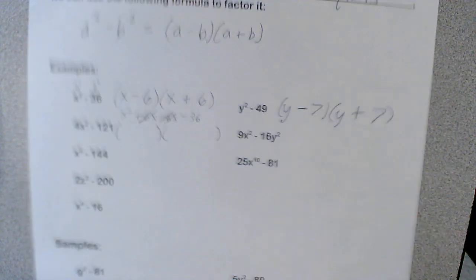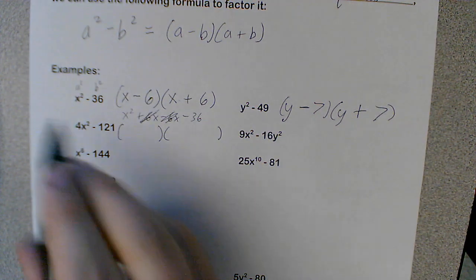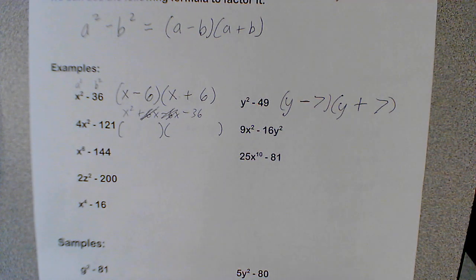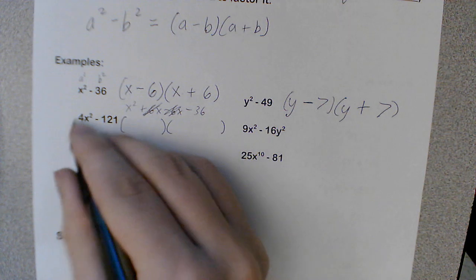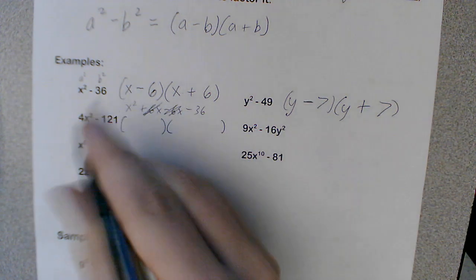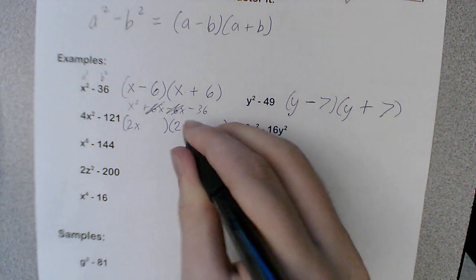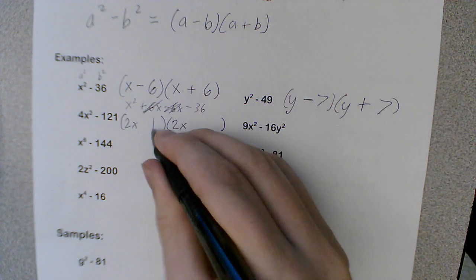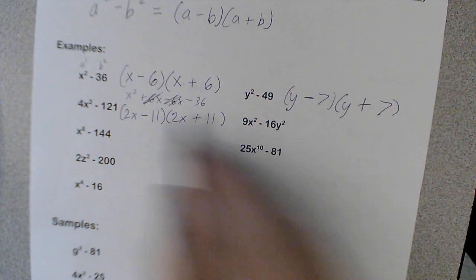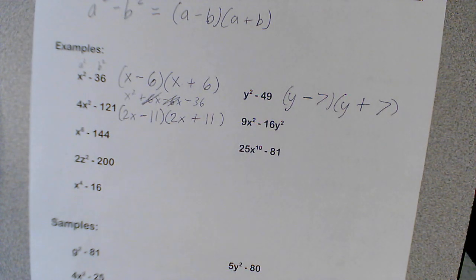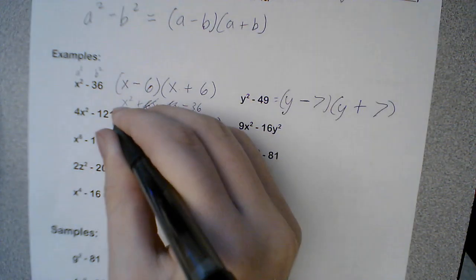Okay, 4x squared minus 121. We have a difference of perfect squares here. 4x squared is a perfect square because 4 is a perfect square and x squared is a perfect square. X squared is a perfect square because it has an even exponent. So the square root of 4x squared is what we would have to multiply by itself to get 4x squared, and that would be 2x, because 2x times 2x is 4x squared. Now the square root of 121 is 11, so we get minus, plus. 2x minus 11 is our first factor, 2x plus 11 is our second factor. And this is the factored form. I guess I should start putting equal signs here.